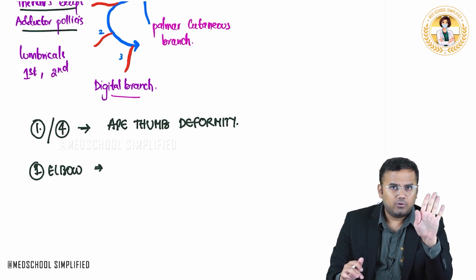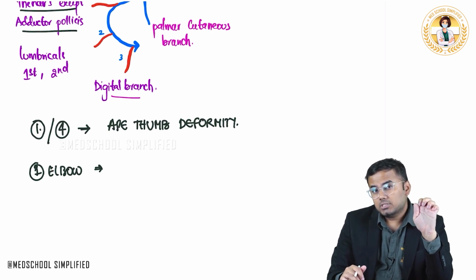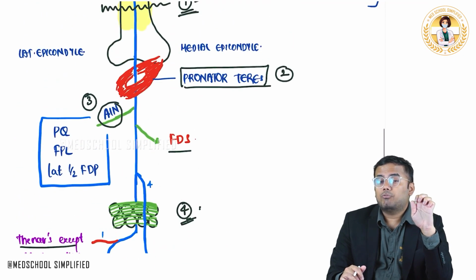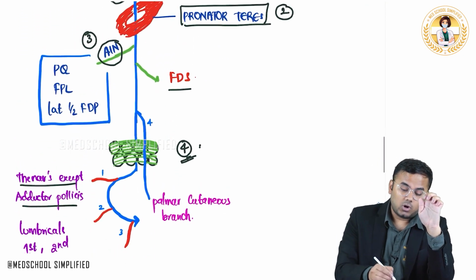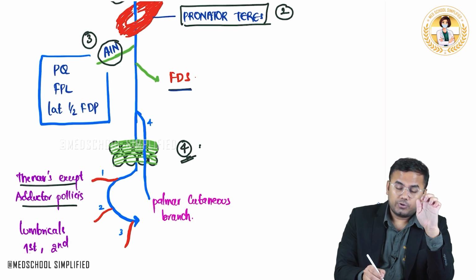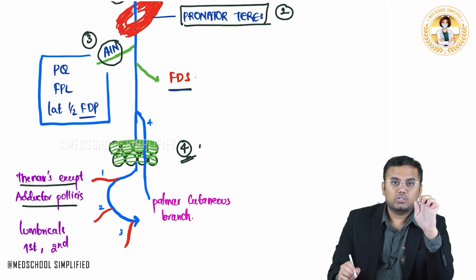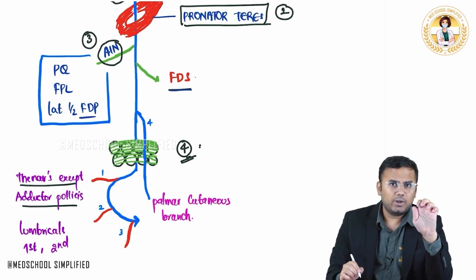Now, I have ape-thumb deformity. If you tell me to bend my fingers, I will bend my fingers, right? Now, how am I bending my fingers? I am bending my fingers with the help of two muscles: flexor digitorum superficialis and flexor digitorum profundus. With the help of these two muscles, I am able to bend my fingers.